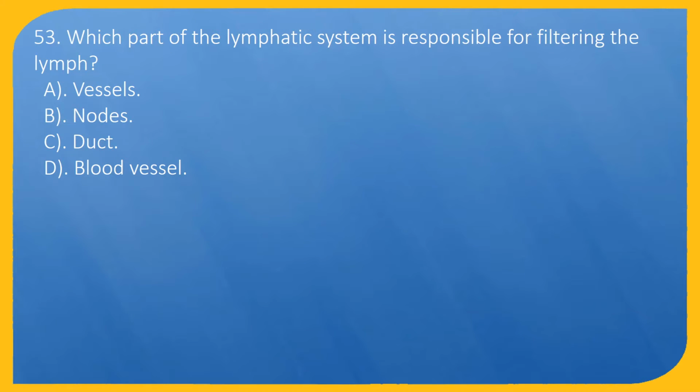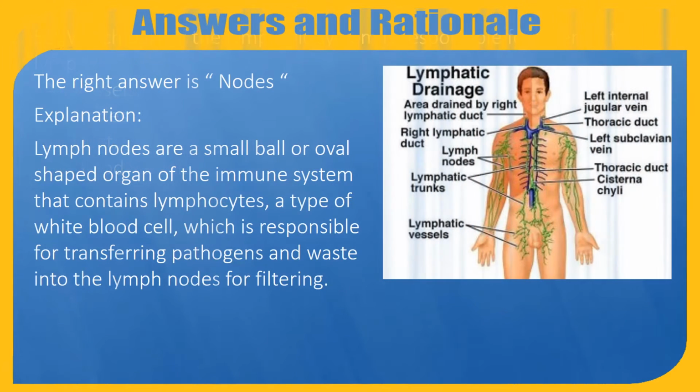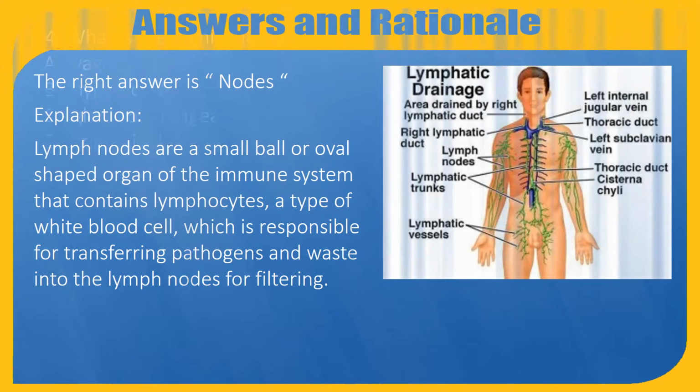Question 53. Which part of the lymphatic system is responsible for filtering the lymph? A. Vessels. B. Nodes. C. Duct. D. Blood vessel. The right answer is nodes. Explanation: lymph nodes are small ball or oval-shaped organs of the immune system that contain lymphocytes, a type of white blood cell, which is responsible for transferring pathogens and waste into the lymph nodes for filtering.